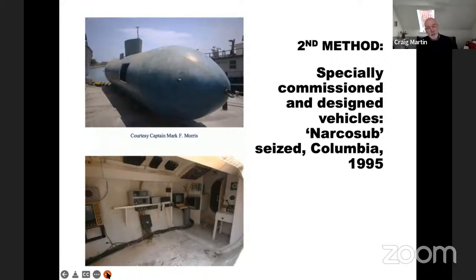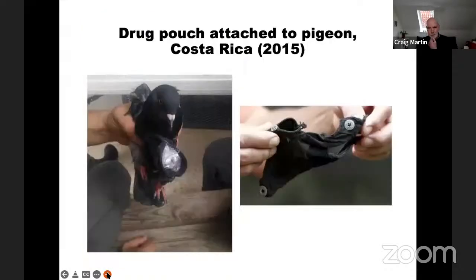Probably the most, again, infamous example is the narco sub. These are submarines that are specially developed to smuggle narcotics, invariably cocaine, across the Caribbean Ocean. This was one that was seized in Colombia in 1995. Of interest to me is this notion of the design of these vehicles, the engineering of these vehicles.